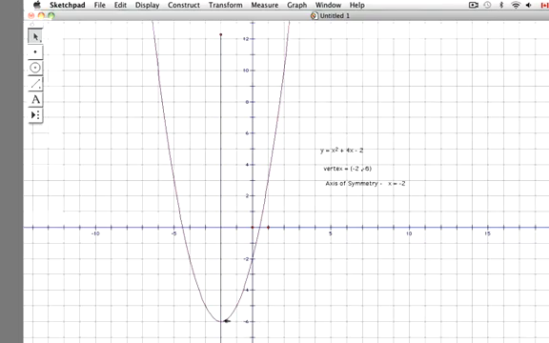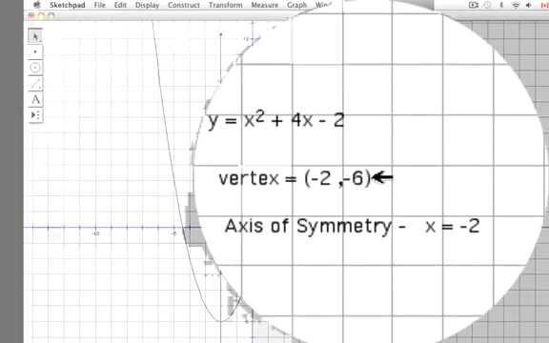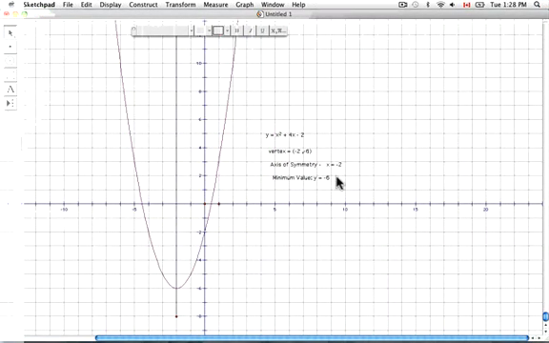The minimum value here is -6. Y is equal to -6. There is no y value that is smaller than -6. Notice that the minimum value is the y coordinate in the vertex. Next, we'll identify the y-intercept.